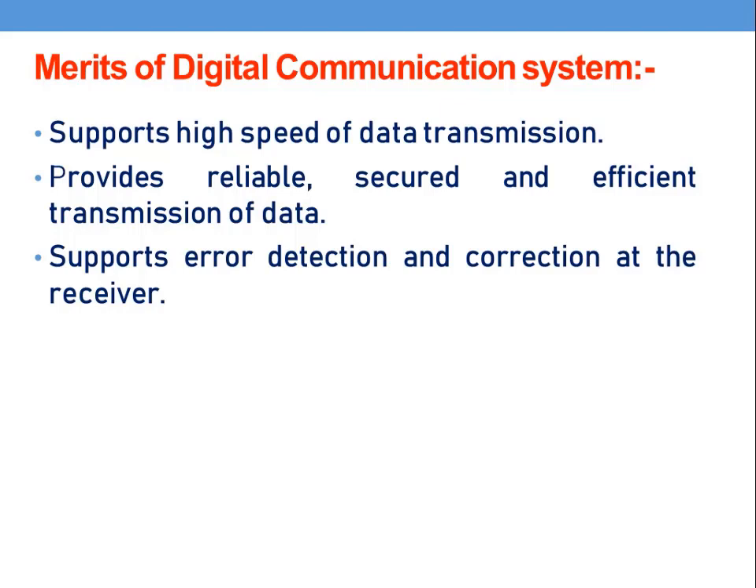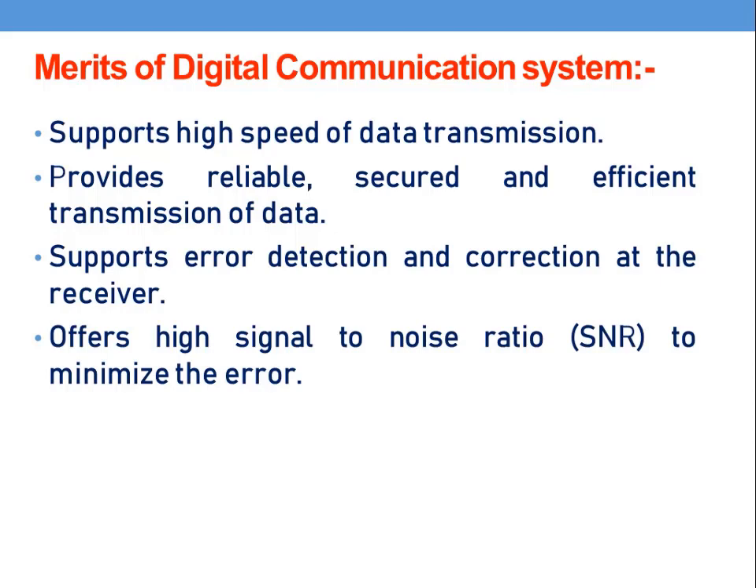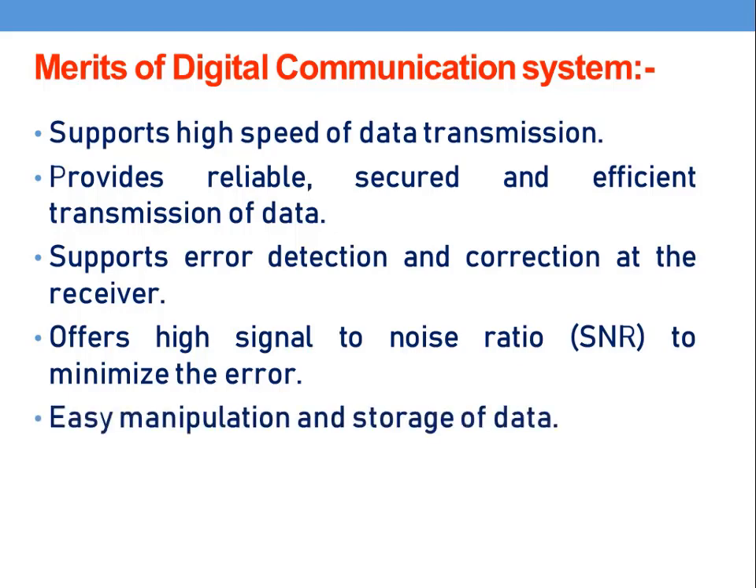Digital communication supports error detection and correction at the receiver end. Digital communication system offers high signal to noise ratio to minimize the error compared to analog communication system. Next one is digital communication system can easily manipulate and store the information. And last one is digital communication system has high storage capability compared to analog communication system.